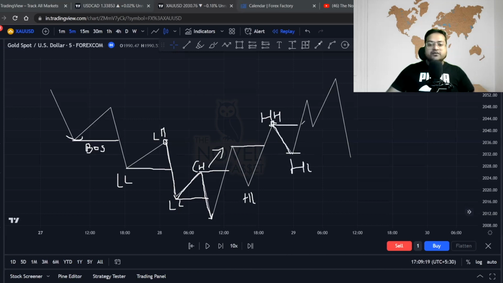and then breaks the structure towards the upside, creating a new higher high, a new higher low, and then a new breakout structure towards the upside until this trend is broken over here, creating what? A change in character towards the downside. So this is how the normal structure looks.